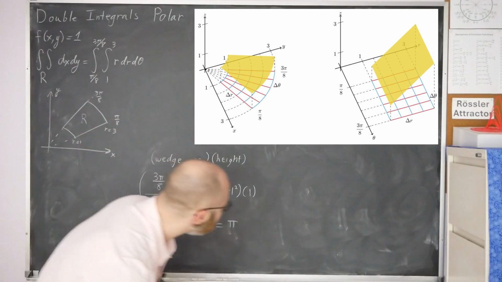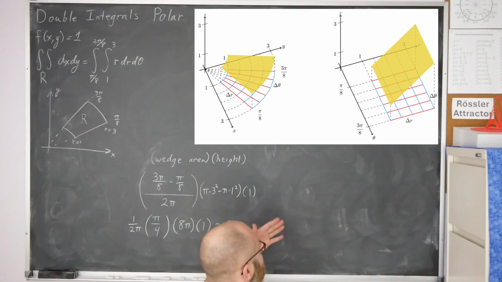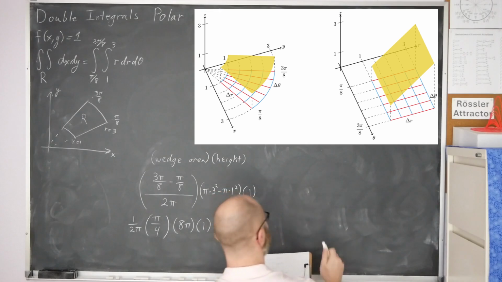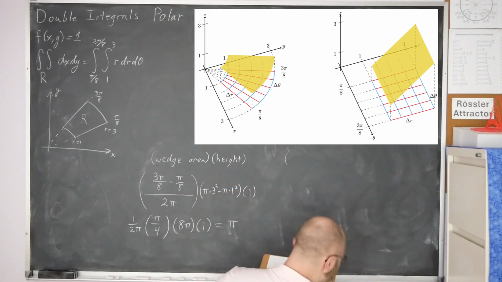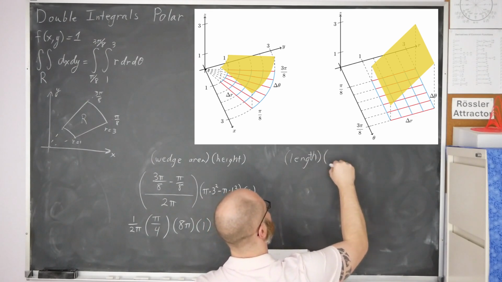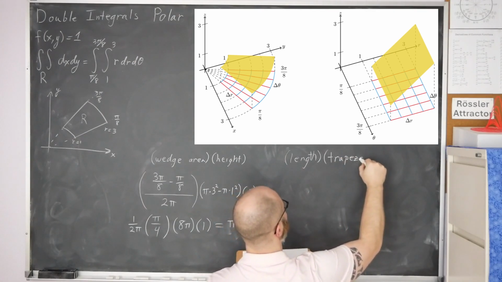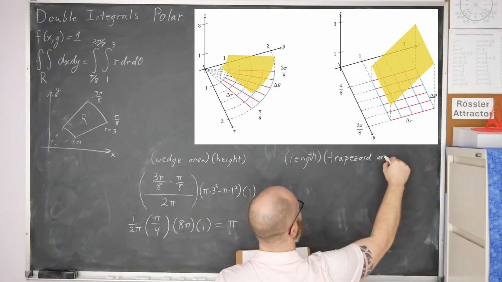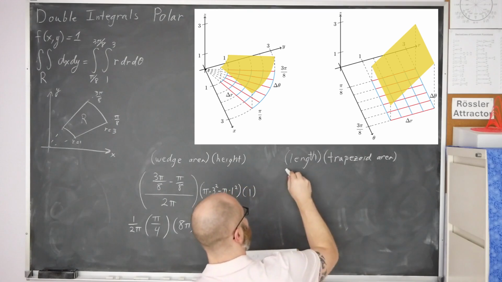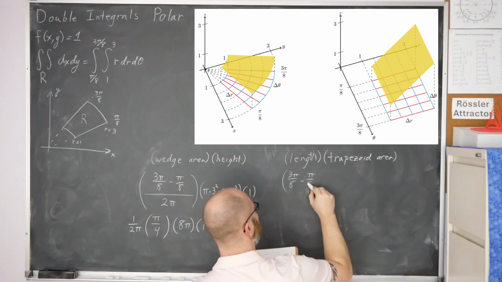We do the same thing for the trapezoidal prism, or whatever that thing's called. I'm going to take the base, so the theta part, the range in theta. So I've got the length, times the trapezoid area on the end. Well, the length is 3 pi over 8 minus pi over 8.